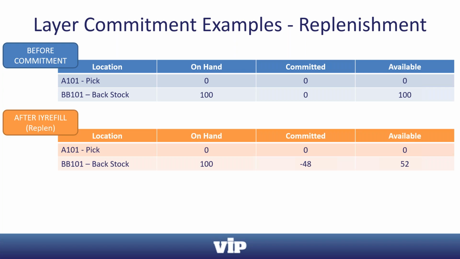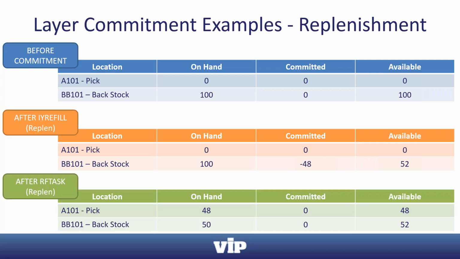And what it's telling me is that I have 100 cases in backstock, but I want to move 48 of those to the pick location. So what it's going to do is commit 48 cases and tell me that there's only 52 available in that location. So if I walked up to that backstock location, I might see 100 cases in front of me, but I can only manually move 52. The other 48 cases that are sitting in front of me have to be completed with a task. So that would be, like I was introducing you to, RF task.